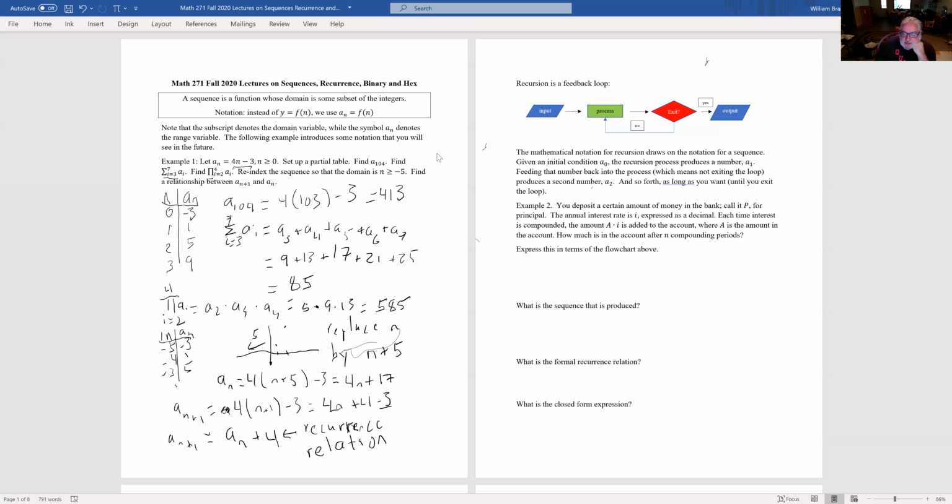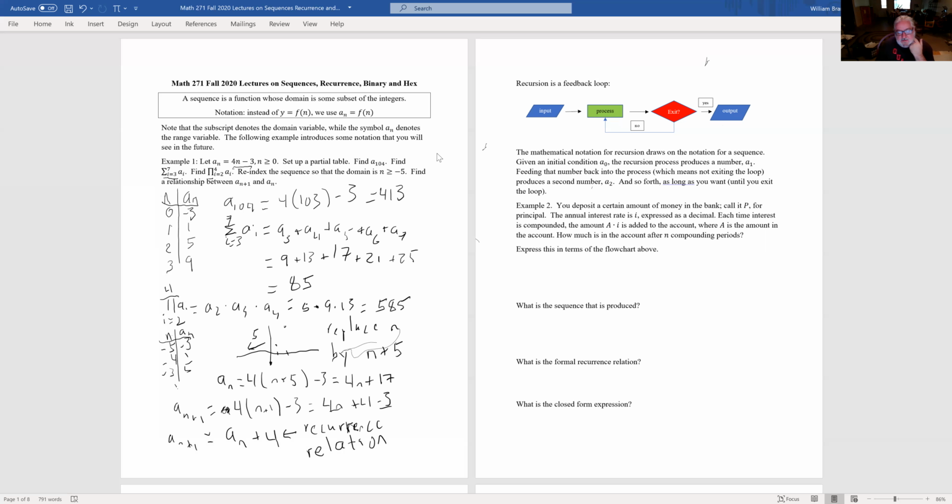So the mathematical notation for recursion draws on this notation for a sequence. If you're given an initial condition A0, the process will give you A1. If you don't exit, you'll get A2 from that. If you don't exit, you get A3 from that. If you don't exit, you get A4 from that. If you need to exit, you output A4.